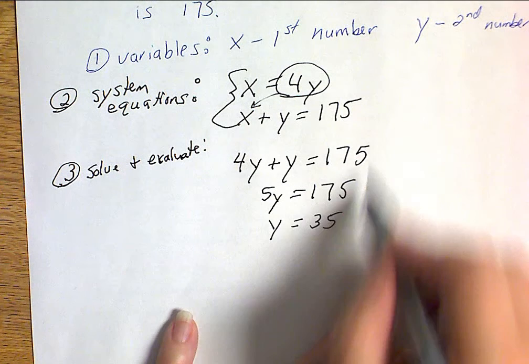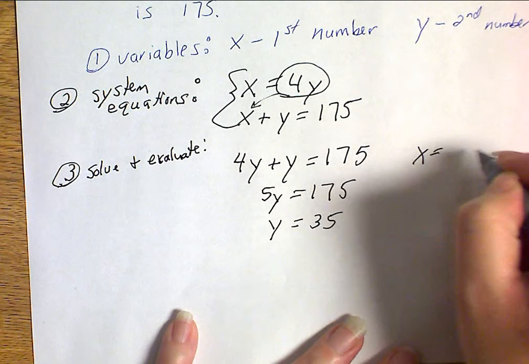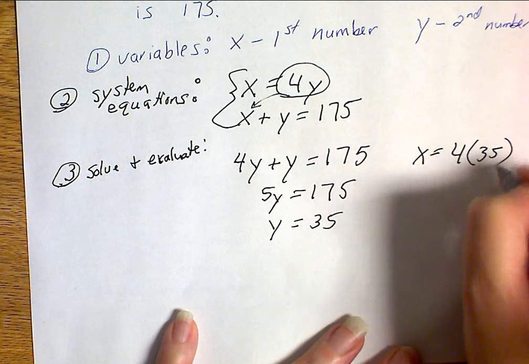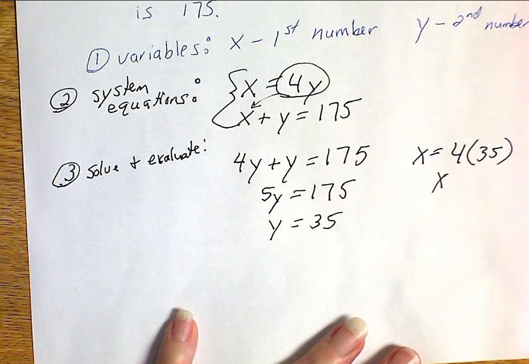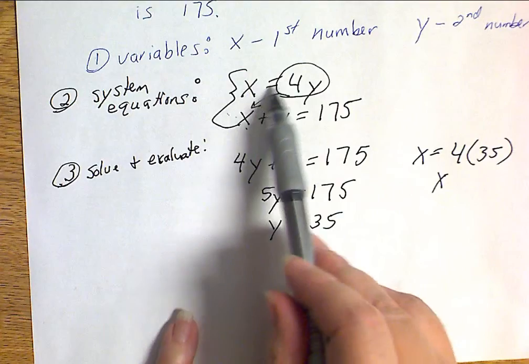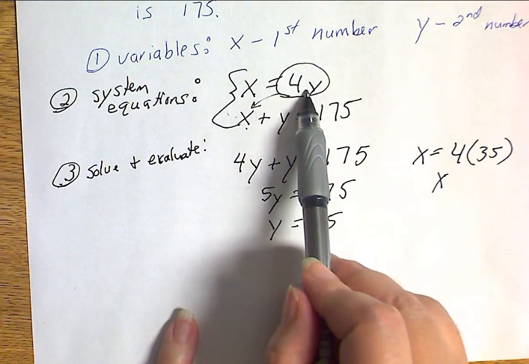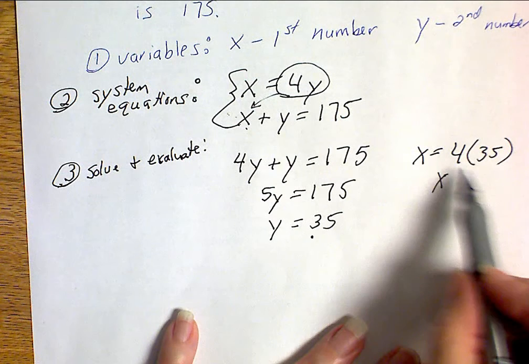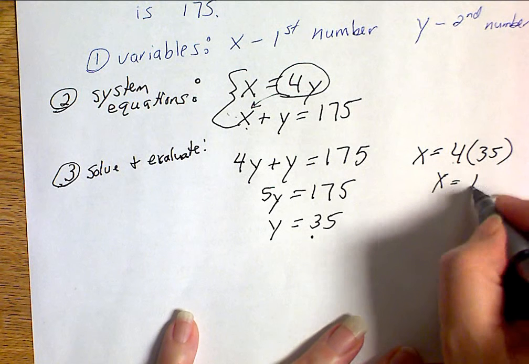Plug y back in. It says that x is equal to 4 times y. Y is 35, right? X equals 4 times y. So we have 4 times the 35, which is 140.